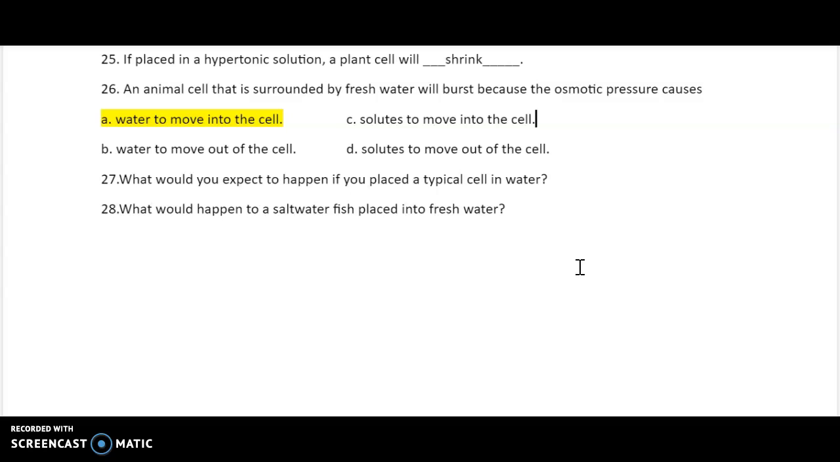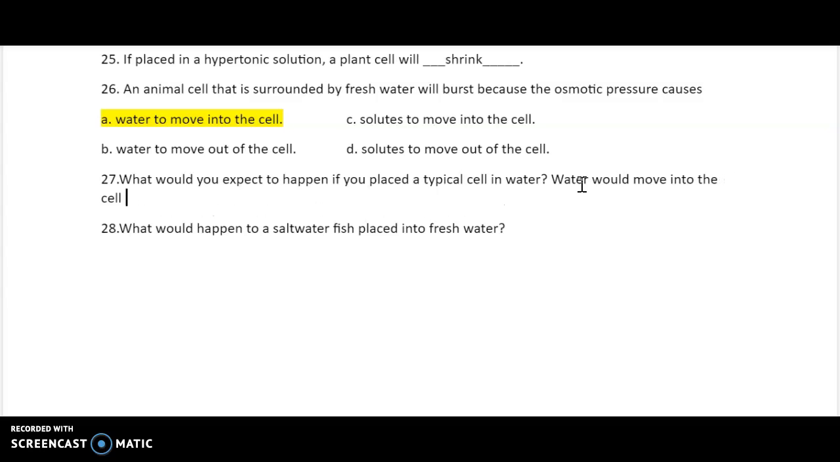What would you expect to happen if you placed a typical cell in water? Okay, if it's in plain water, we would expect water to move into the cell, because there are solute particles inside the cell. So there's higher concentration inside the cell, so water is going to move into the cell, causing it to swell.